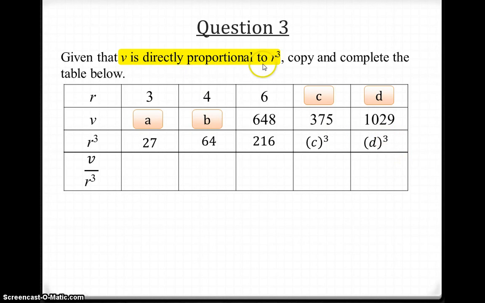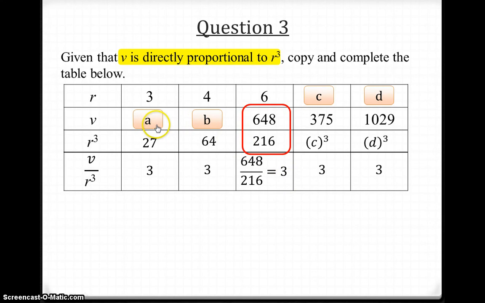V directly proportional to R cubed. So V over R cubed, we will have V is here. We have one more thing that we forgot to find. V over R cubed equals k. We need to know what is the k. So in this case, we can only make use of here to find what is the k. So the k value is 3. So all this will give you 3.